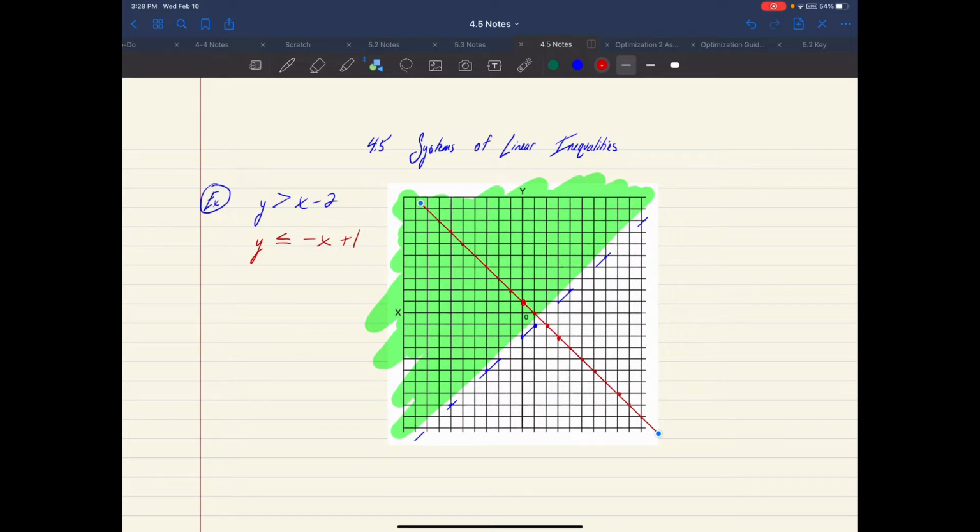All right, so this one says that it is less than or equal to. So we're going to shade below this line. And notice that I'm going to be shading on top of the green area. So the red line is what I'm shading below. So I will shade all of this area here.